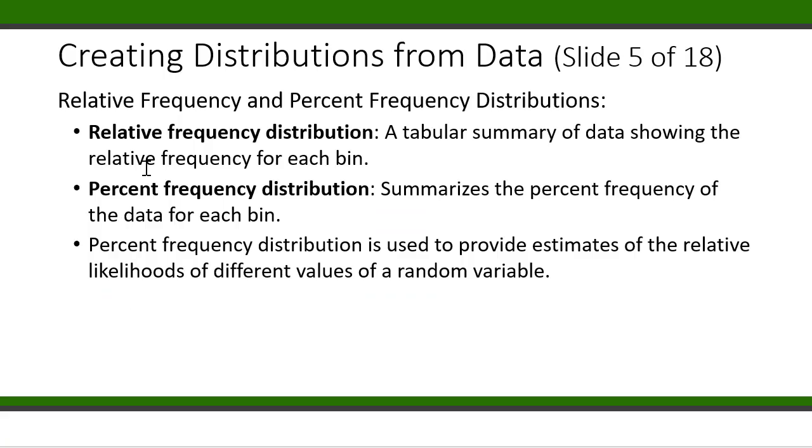The next thing we want to talk about is relative frequency and percent frequency distribution. So relative frequency is the tabular summary of data showing the relative frequency for each bin. The percent frequency distribution then summarizes that frequency of the data for each bin in percent terms. So when you have percent frequency, it provides an estimate of the relative likelihoods of different values of a random variable. So what should be in that bin? And remember, the bin was a range.